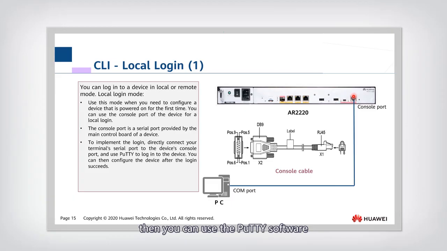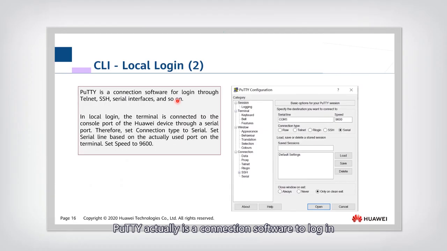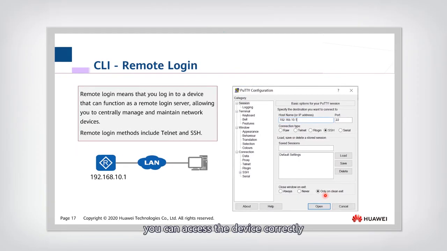Then you can use the PuTTY software to log into the device. PuTTY is a connection software for login through Telnet, SSH, serial interface, and so on. This is the PuTTY configuration user interface. Here you need to select Serial as the connection type, and also indicate the correct serial line and the speed of this serial line. Then open it, and you can access the device.